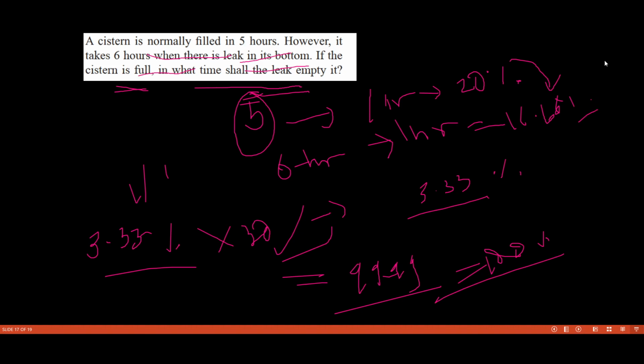So this is how you solve this question. Alright, there is not much calculation if you know well your percentages. Alright, so I always prefer to solve these questions in terms of percentages. So this is how you can do. 5 hours you get 100%, 1 hour 20%, 6 hours 100%, 1 hour 16.66%, empty in 1 hour is 3.33%. So full empty in 30 hours. So it's not that difficult, but remember to apply the concept whenever you see it in the examination.